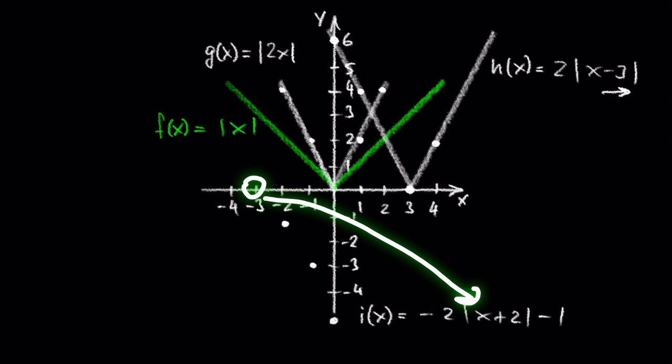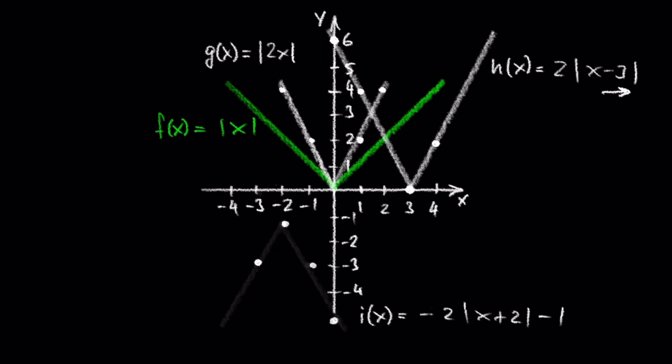Negative 3 plus 2 is negative 1. The absolute value of negative 1 is 1, times negative 2 is negative 2. Minus 1 is negative 3. We see that the negative 1 shifts the graph 1 unit down.